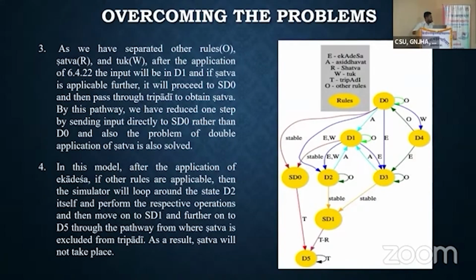And the fourth one is that in this model, after the application of Ekadesha, if other rules are applicable, then the simulator will loop around the state D2 itself and perform the respective operations, and then move on to SD1 and further on to D5 through the pathway from where Shatva is excluded from Tripadi. As a result, Shatva will not take place, and hence the purpose of Shatva tukor asiddha will be successful.